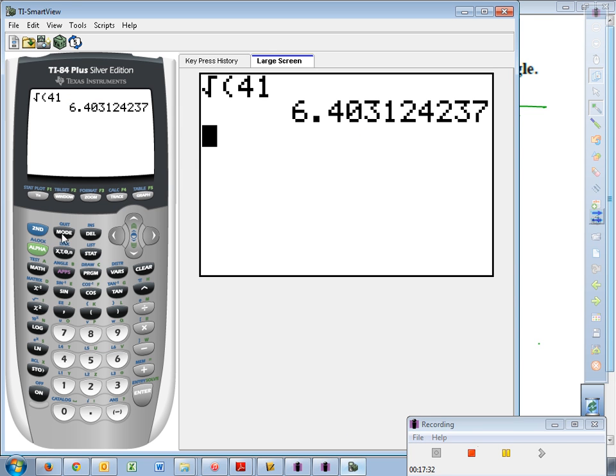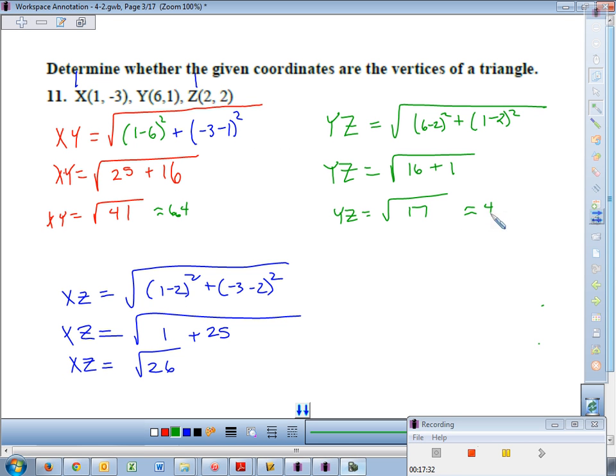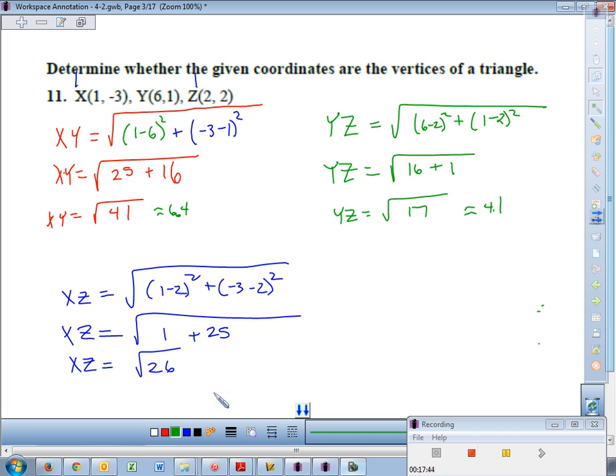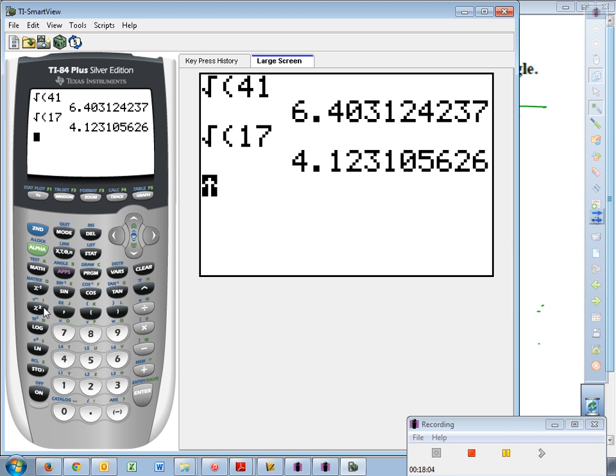And then the other two, let's approximate those. About 4.1 for the square root of 17. Is that what we're getting? Square root of 26. Hey, whoa, time out. Think about it. Square root of 26. How close is that to the square root of 25? Really close. You know what the square root of 25 is. So I'll bet you that's really close to 5, wouldn't you? Punch it in and see how really close it is.